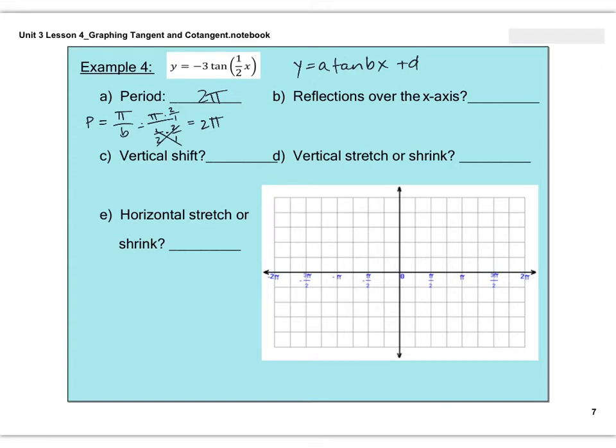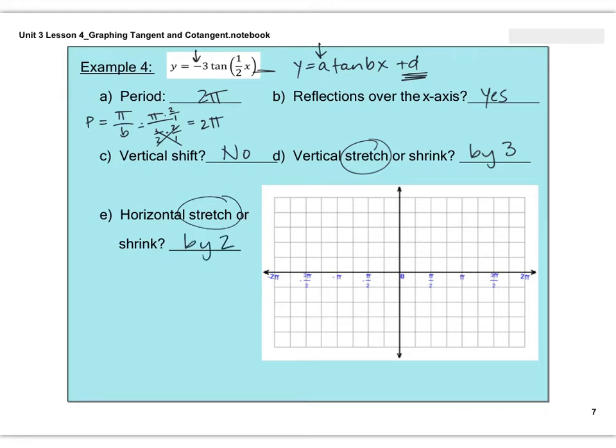Does it reflect over the x-axis? Well, a is negative. There's a negative there. So yes, it's going to reflect over the x-axis. Is there a vertical shift? That would be the d, and there's no d floating around, so I'm going to say no. Is there a vertical stretch or shrink? Yes, the a is -3, so this is going to stretch by 3, the absolute value of that. Is there a horizontal stretch or shrink? Normally the period for tangent is pi, but in this case our period is 2 pi, so it is going to double. It's going to stretch by 2.